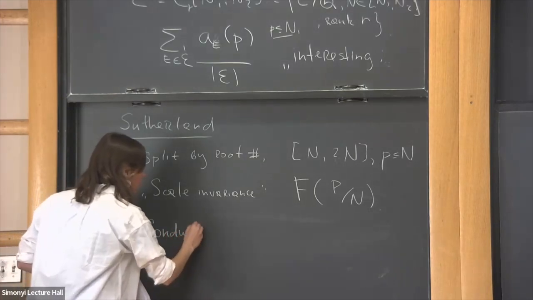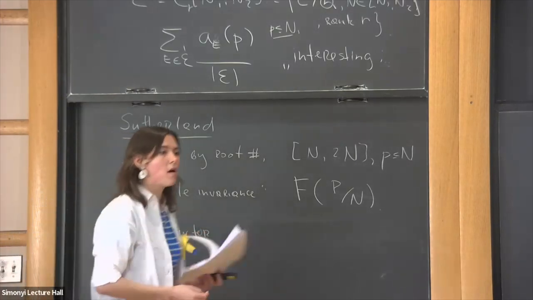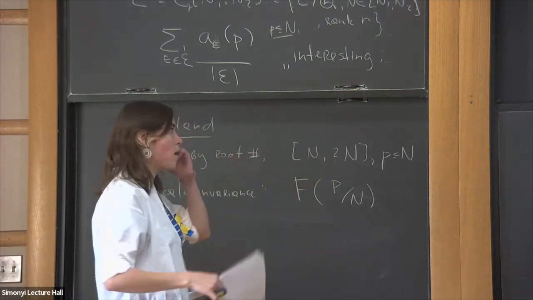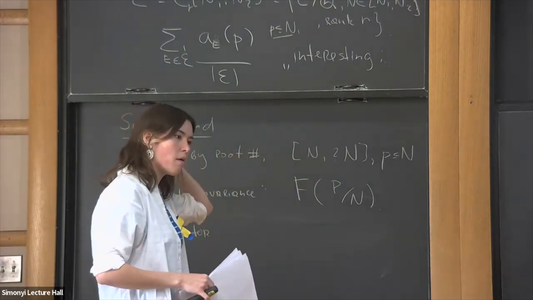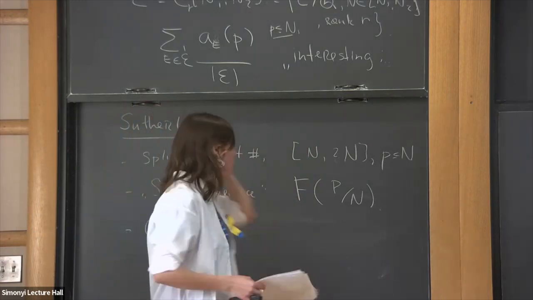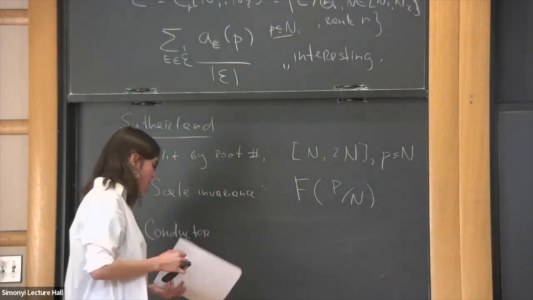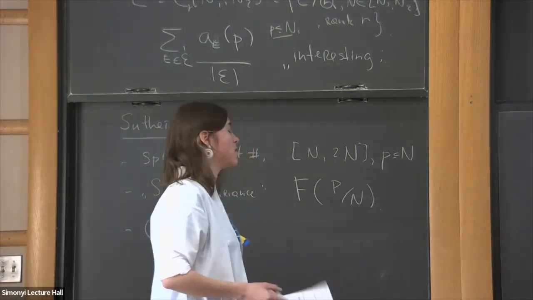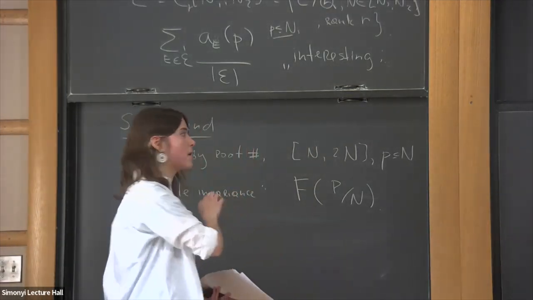When you say root number, you mean the sign of the function? Yeah, the sign of the function. So conjecturally, the parity of the rank. Right, exactly. So the third feature is that this is something that deeply depends on this ordering by conductor.